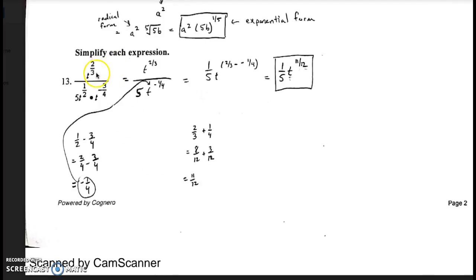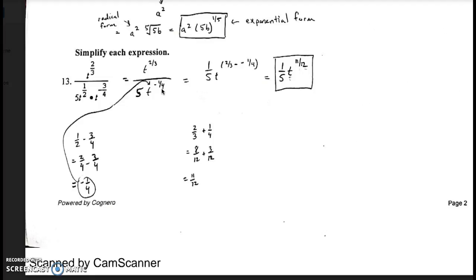Question 13, we have a fairly complicated expression. It says t to the 2/3 divided by 5t to the 1/2 power times t to the negative 3/4 power. And so the first thing that we want to do is simplify the bottom. We're going to combine these. Anytime you have the same base to a power, you can add the exponents. 1/2 minus 3/4, or 1/2 plus negative 3/4, however you want to look at it. I got a common denominator, and I got negative 1/4. So when I combine these, I have 5t to the negative 1/4 power.